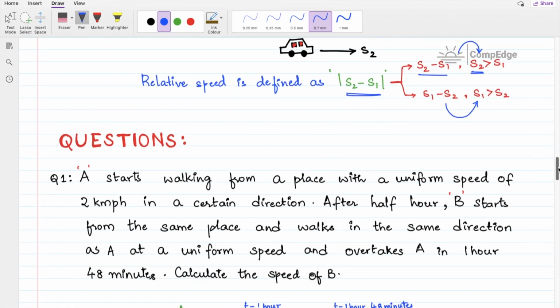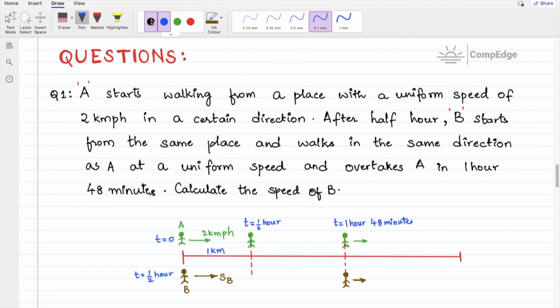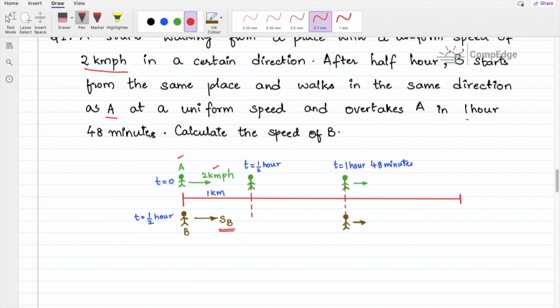Now the first question that we're dealing with. Let us read the question. A starts walking from a place with a uniform speed of 2 km per hour. So A starts walking with a speed of 2 km per hour in a certain direction, suppose to the right. After half an hour, B starts from the same place and walks in the same direction as A at a uniform speed. We do not know the speed of B, so let the speed of B be SB. He overtakes A in 1 hour 48 minutes. Calculate the speed of B. That's our question here.